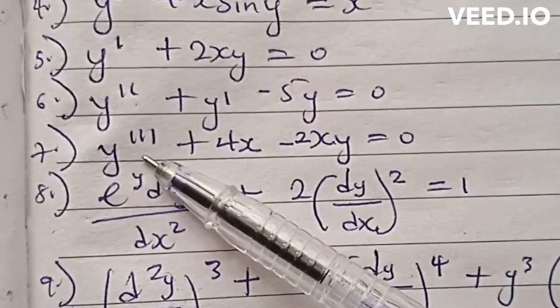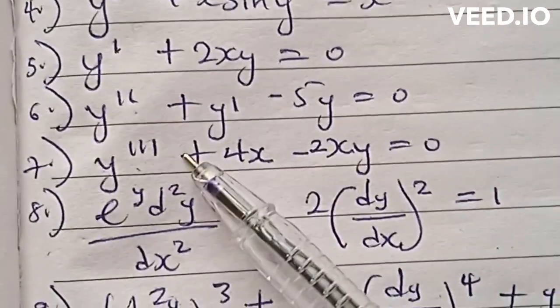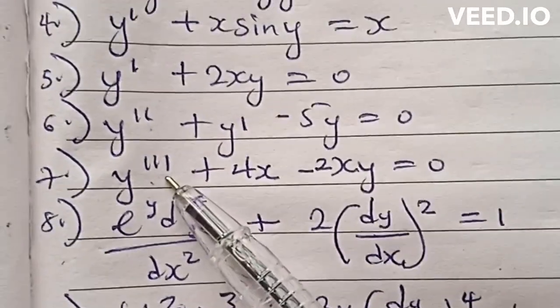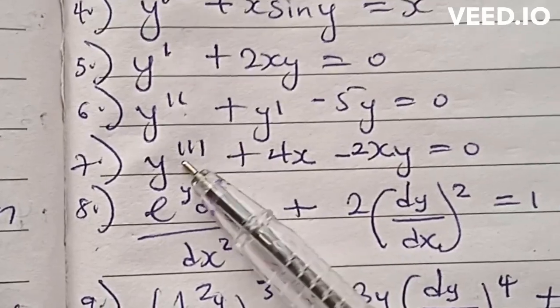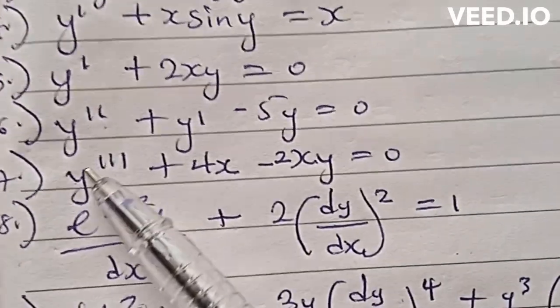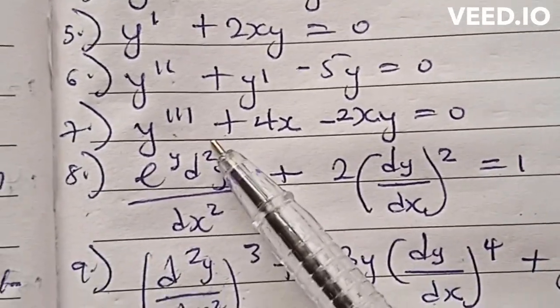Now, to example number 7, if you check it correctly, we say it is a linear differential equation because the highest order is y prime prime prime, which is a third order differential equation, and it is raised to power of 1. Therefore, we say that number 7 is a linear differential equation.